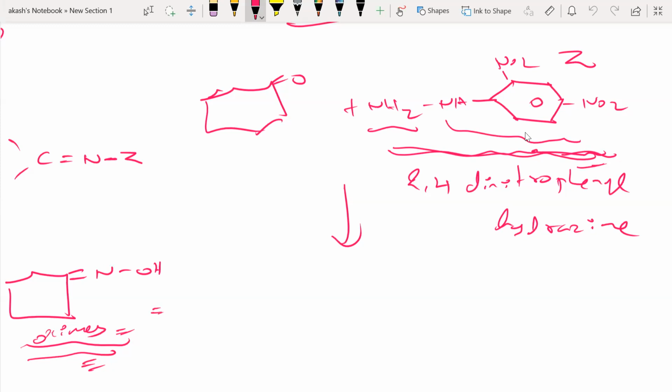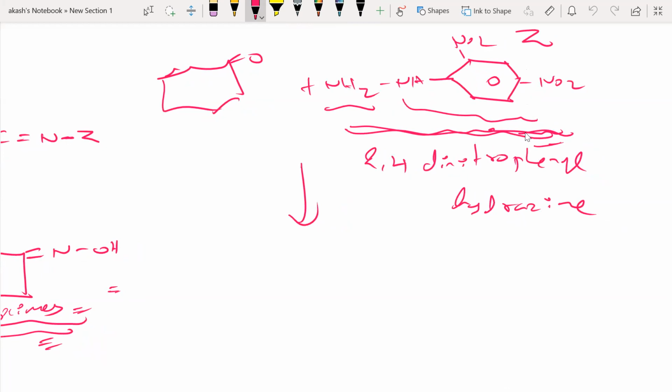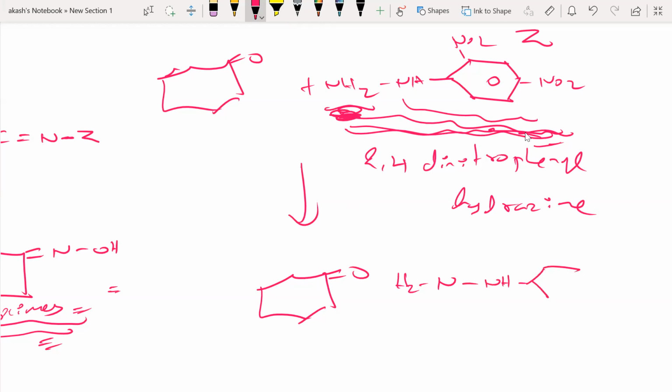I hope you should have done it by this time, right? Anybody wants to send me? Or you can just check when I'm writing now. So we would have had this one, right? I am having a C double bond O like this. And how should you write this one? You should write it as H2N. The first one we'll write like this. This nitrogen we'll write as H2N and then continue NH.